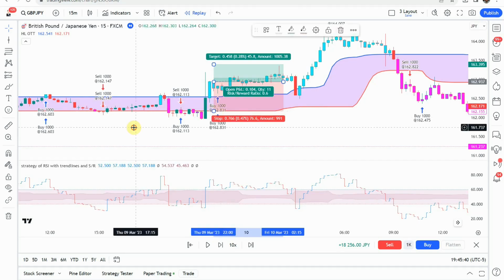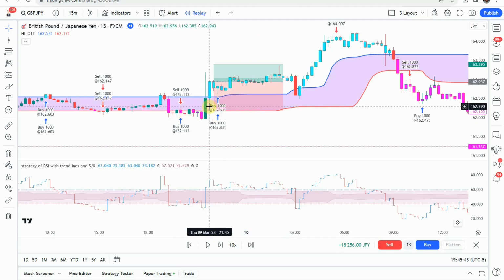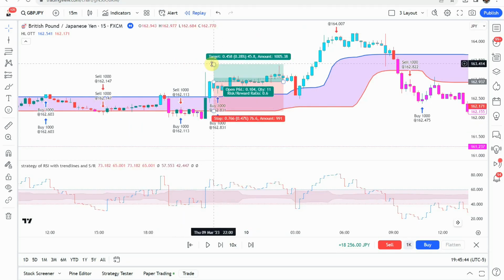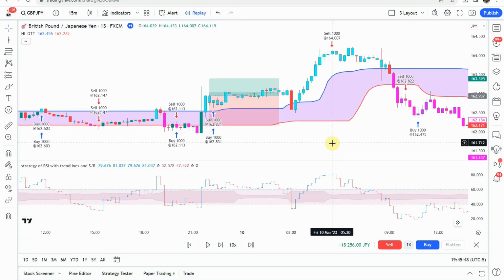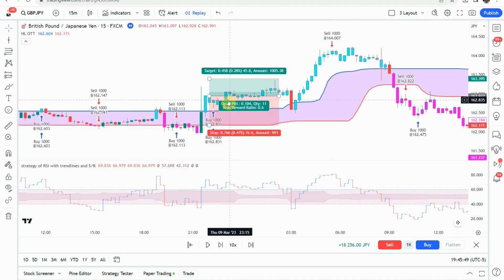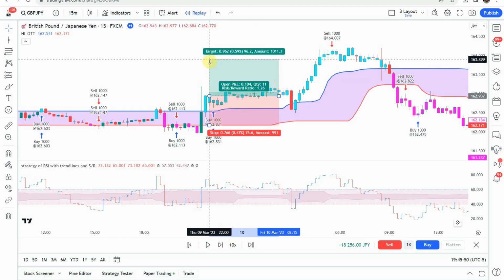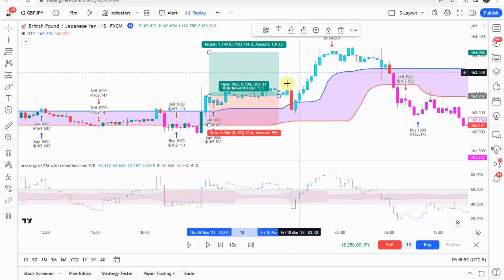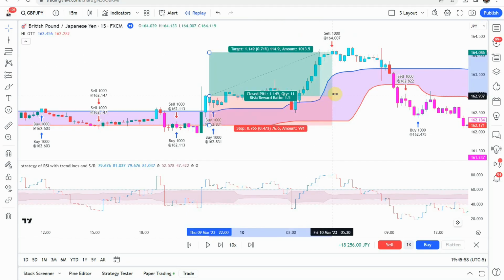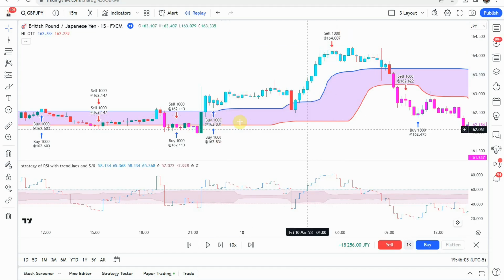Your stop is going to be at the low of the high-low cloud, and you are going to target a 1 to 1.5 risk reward. And you can see here that at a 1 to 1.5 risk reward, we were able to come up nicely and get to our take profit.